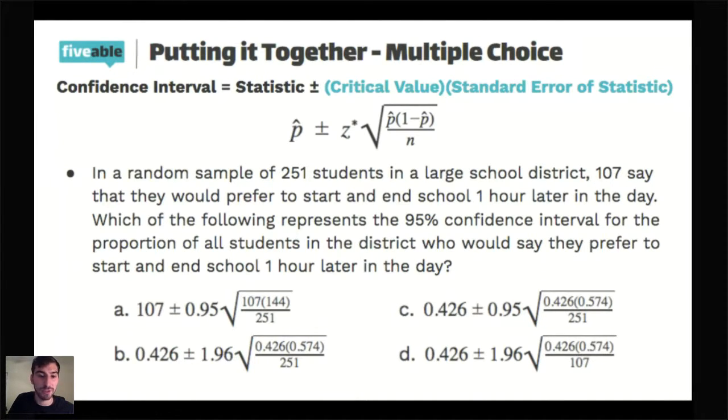But I've got a few choices listed here. A says 107 plus or minus 0.95. So A and C are knocked out because that 0.95 is not the right critical value. And it's 251, not the 107 who wanted to start school later. Yep, Jess, that's exactly it. It's the wrong sample size. N is the sample size, not the number of successes in the sample. So that 0.426 comes from 107 divided by 251.